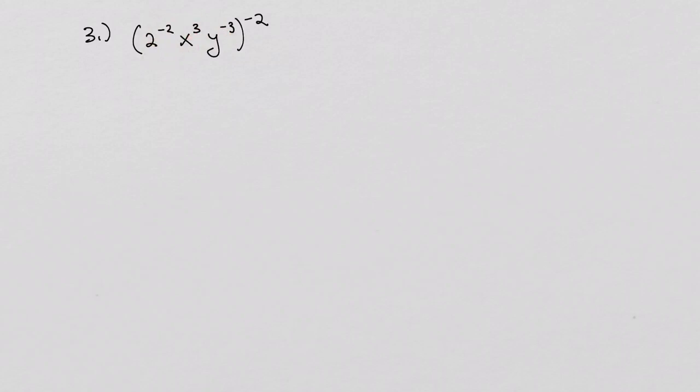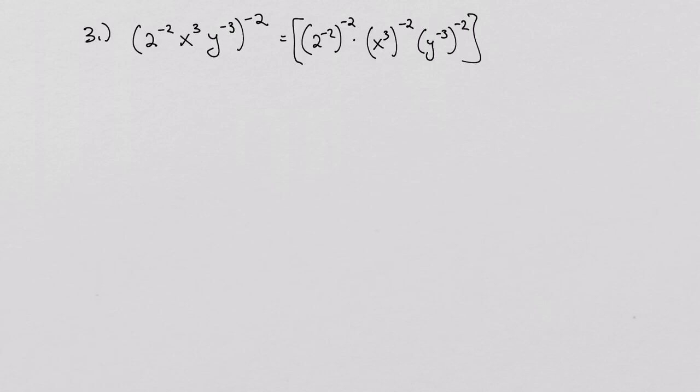So what I'm going to do is this is going to be 2 to the negative 2 raised to the negative 2, times x to the third raised to the negative 2, and then y to the negative 3 raised to the negative 2. And remember, if you have a power raised to a power, you're going to multiply the exponents. So this is going to be 2 to the positive 4, because negative 2 times negative 2 is positive 4. Then it's going to be times x to the negative 6, and then y raised to the positive 6.